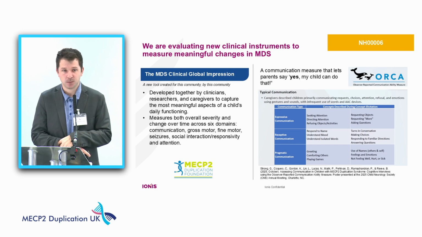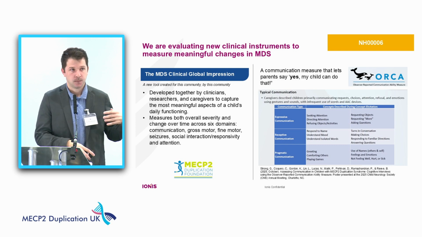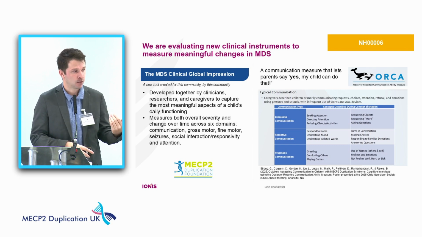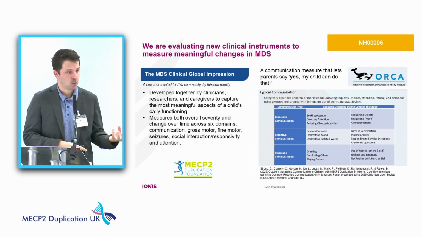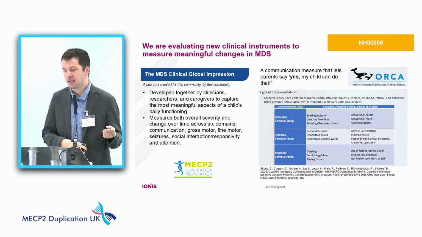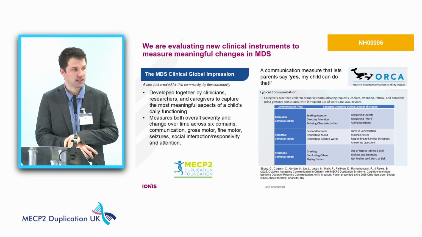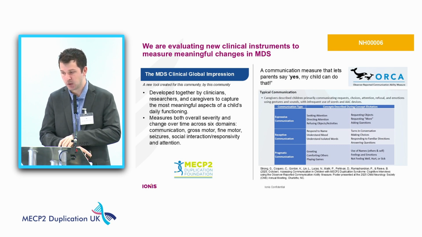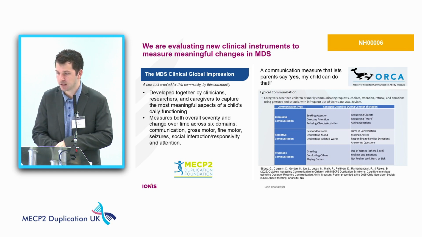was a wonderful effort by the community as well as the experts in this condition to bring together what are the most important aspects of the child's life and their clinical presentation, to put numbers on in order to characterize what that child's quality of life really is. And so it measures both overall severity of the condition as well as the change over time in those 6 major domains, which are communication, gross motor, fine motor, seizures, social interaction, responsivity, and attention. So thanks to the MECP2 Duplication Foundation for all that they've done to contribute to that effort, especially in the generation of that scale.